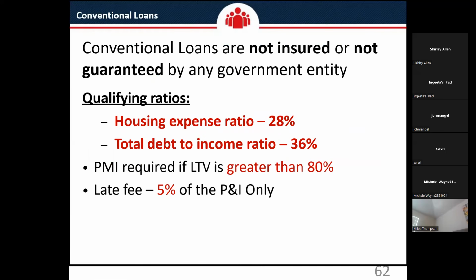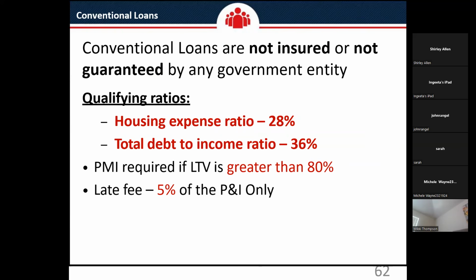Conventional loans, I mentioned those earlier. Conventional loans are not insured or guaranteed by any government entity. It's just a conventional loan that someone goes to the bank and gets by putting their money down and getting themselves approved. They're not trying to get approved for any particular program. The qualifying ratios for conventional loans are more stringent. The housing expense ratio, the front end, is 28%, and the total debt-to-income ratio, the back end, is not more than 36%. That's hard to make.